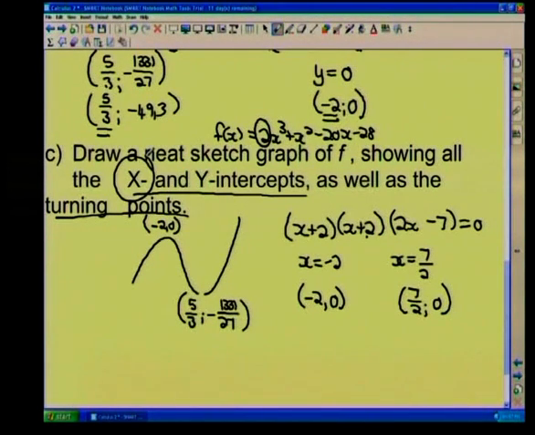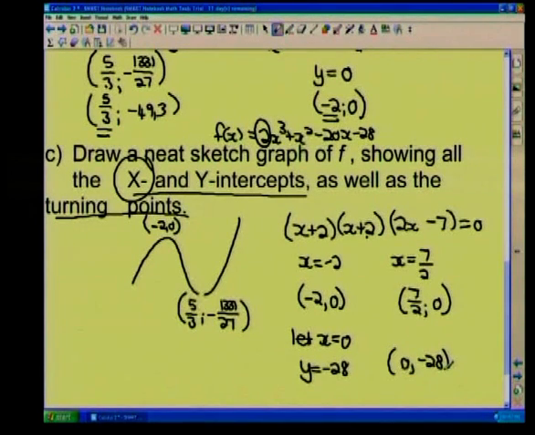Y-intercept, also no problem. For the y-intercept, we let x equal 0, and if we do that, our y is equal to minus 28. So we have the coordinate 0, negative 28. Now, this particular question never asked me about a point of inflection, but we could have a look at it just for completeness, just to show you. But first of all, let's draw with what we've got, and then I'll talk to you about the point of inflection. Let's get ourselves an axis.